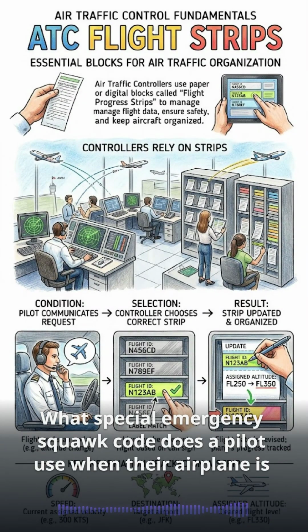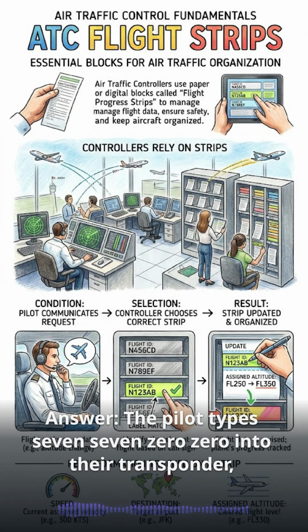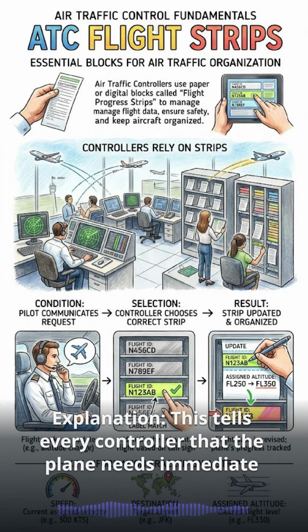44. What special emergency squawk code does a pilot use when their airplane is completely broken in flight? The pilot types 7700 into their transponder, flashing a bright emergency warning to us. This tells every controller that the plane needs immediate help, clearing the way for a landing.